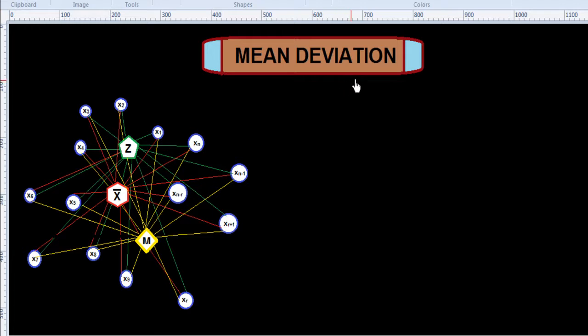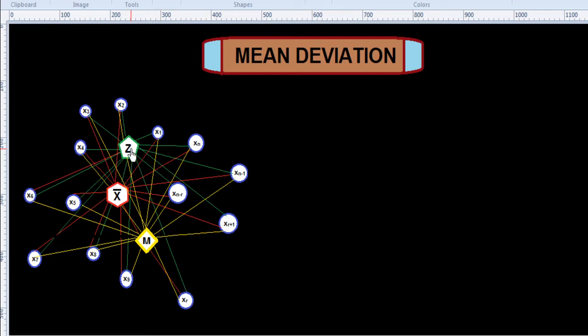Hi friends, in this session we will study the mean deviation. Look at this figure. You see there are so many circles: x1, x2, x3, x4, x5, x6, x7, x8, xr, xr plus 1, xn minus 1, xn. This is our data, our distribution, the statistical data we assume.